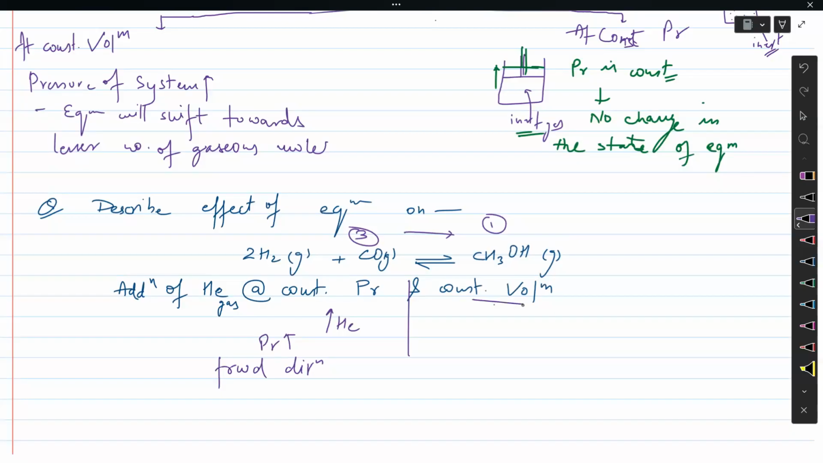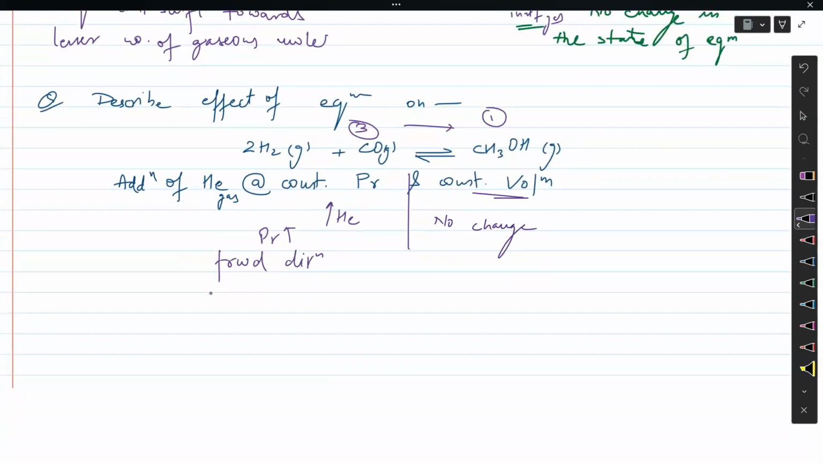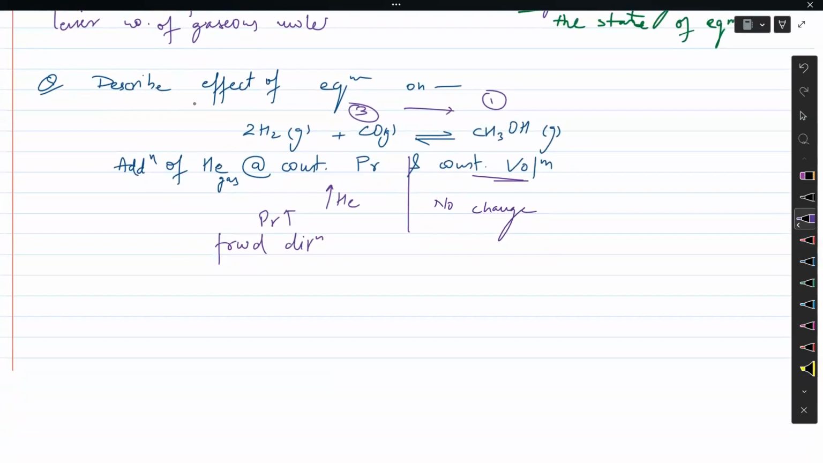Now the second case, constant pressure. Please remember, when inert gas is added at constant pressure, no change will occur. No change. Most of you have given the right answer. Good.